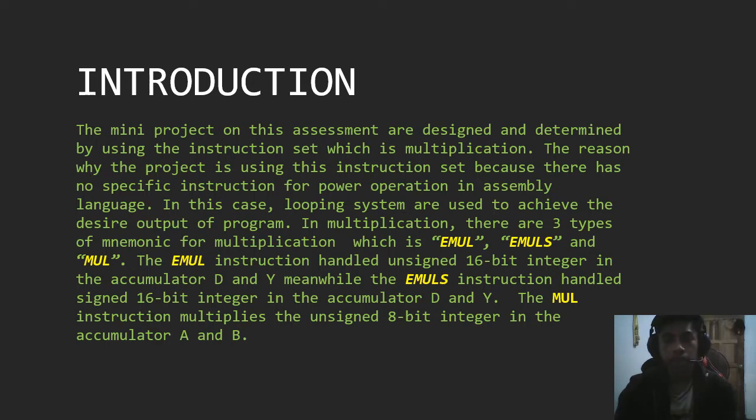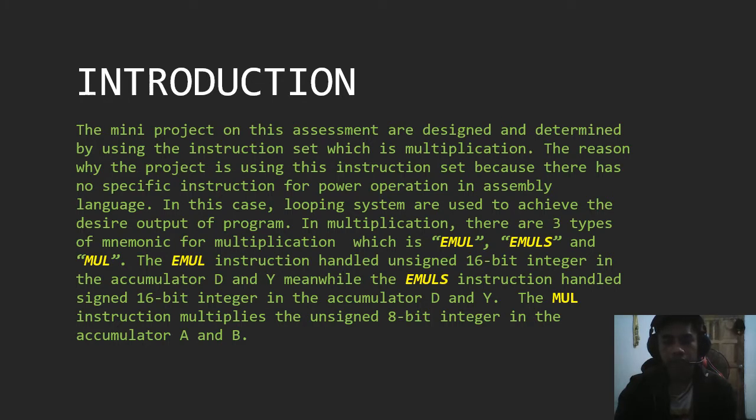The reason why the project is using this instruction set is because there is no specific instruction for a power operation in assembly language. So in this case, a looping system is used to achieve the desired output of the program.